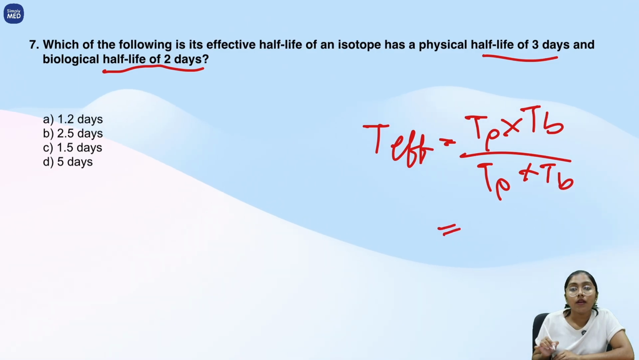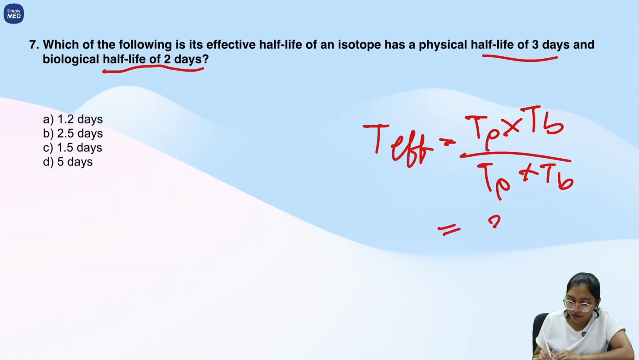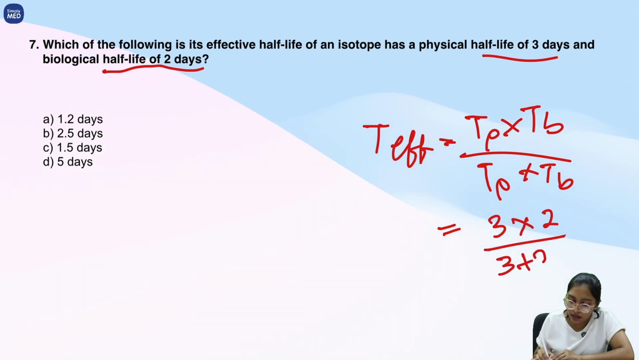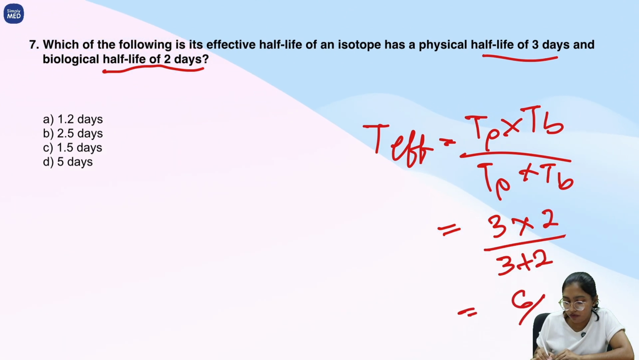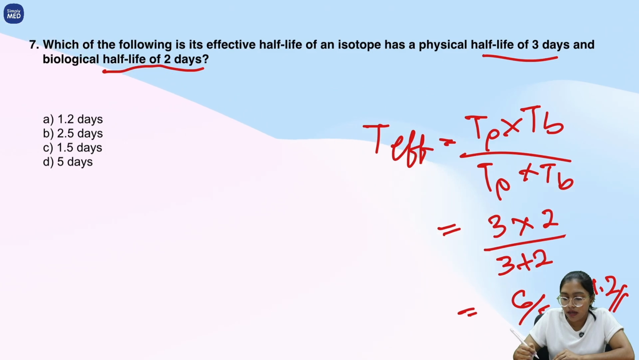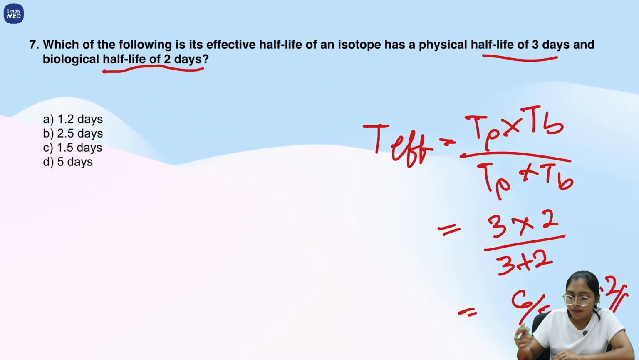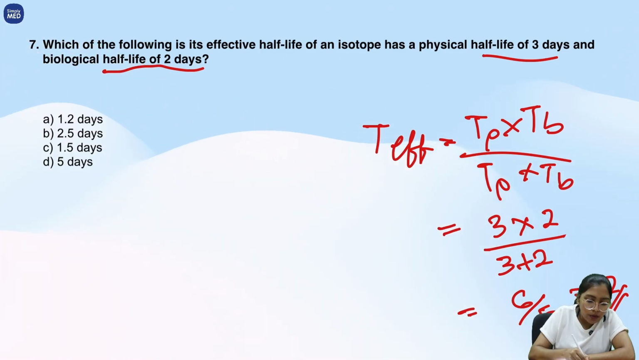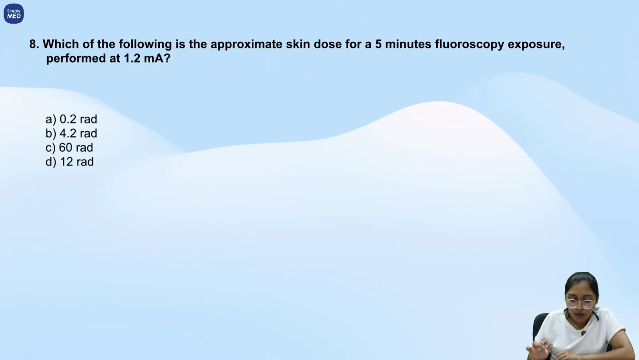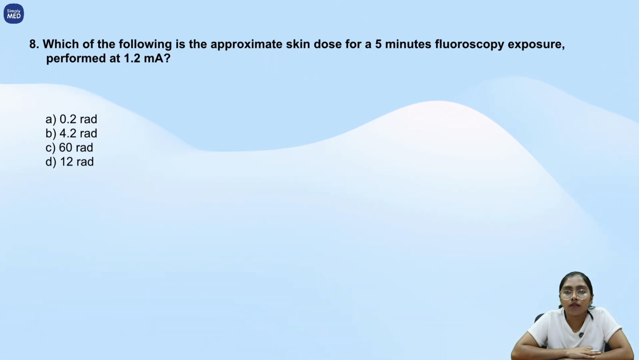So now physical half-life is 3, biological is 2. So 3 into 2 divided by 3 plus 2, which will give us 6 by 5. That is equal to 1.2. Okay, so I hope now this equation is thorough for you. It's simple, right? So you should know these equations because these are some questions that you can definitely bag your marks. Now let's go to our next concept.